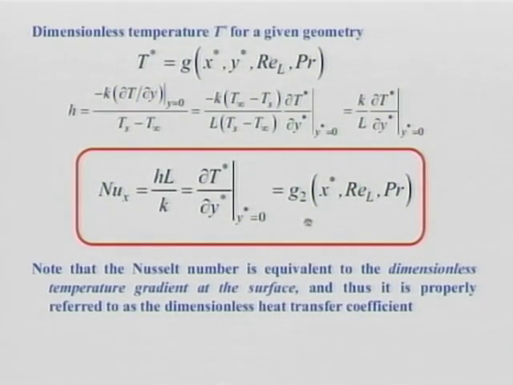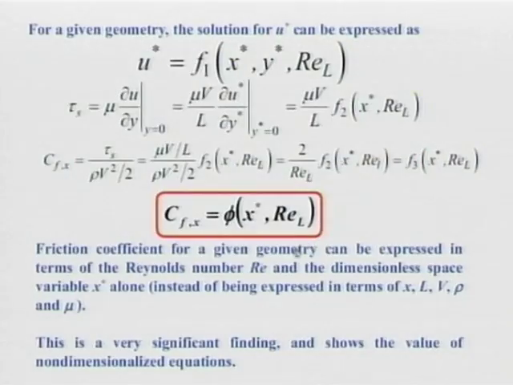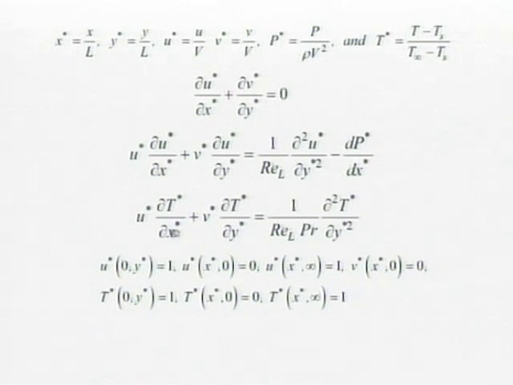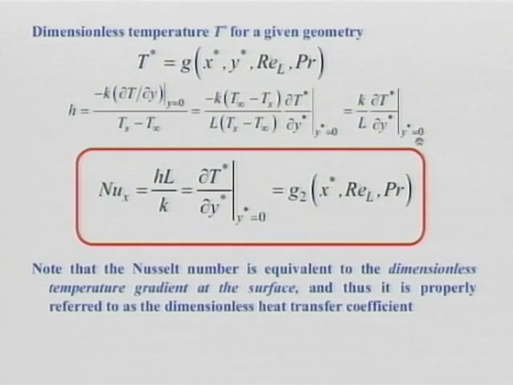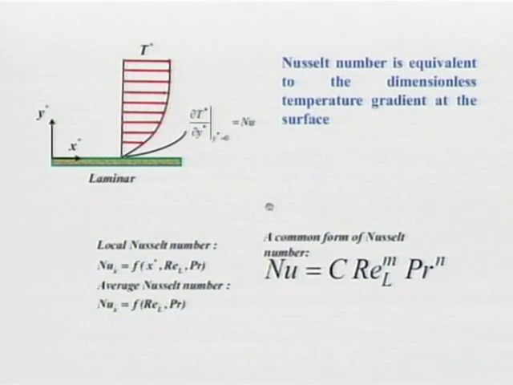What is this function of? T star is a function of what? Go back to the equation, do not have to hurry up. T star is a function of Reynolds number, Prandtl number and x star. y star is not there, again because I am taking del T star by del y star at y star equal to 0. So what does this represent? Nusselt number is a function of Reynolds number and Prandtl number, and location. Is that understood now? So now I guess we know how to utilize non-dimensionalization. So that is about the power of non-dimensionalization parameters.